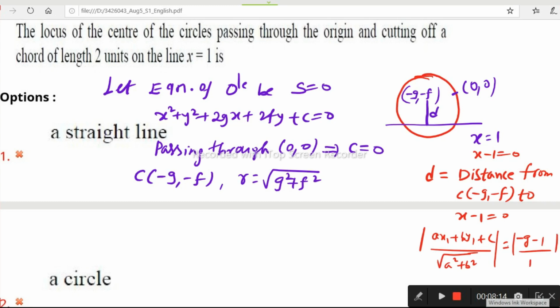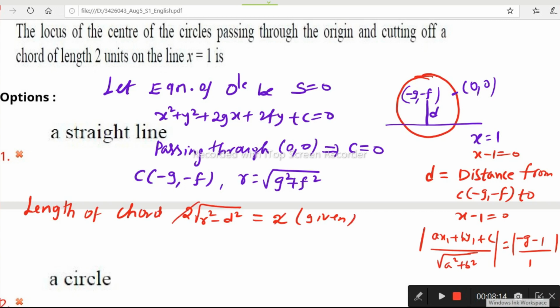This is d. If you know the d and radius, what is the length of the chord formula? Length of the chord is 2 root r square minus d square, and it is given as 2 units. From this you can cancel the 2 on both sides. Root over r square minus d square, squaring on both sides, r square minus d square is 1 square, which is 1 only.